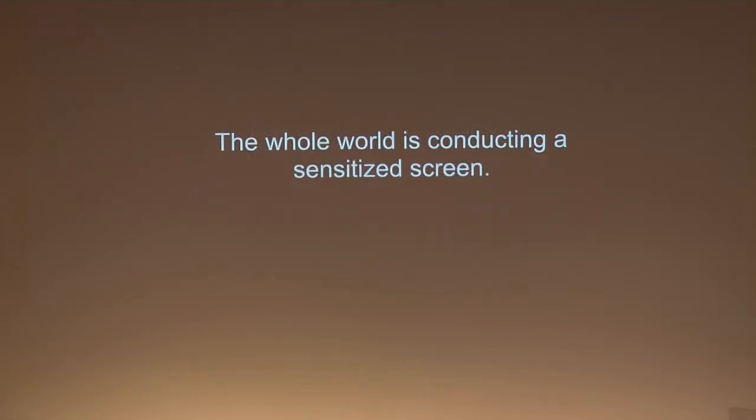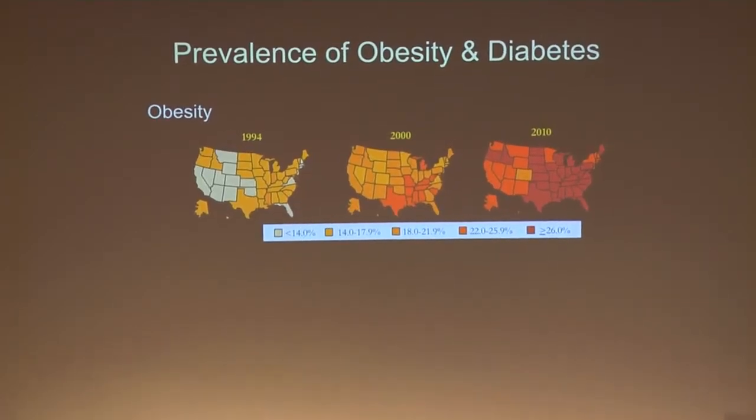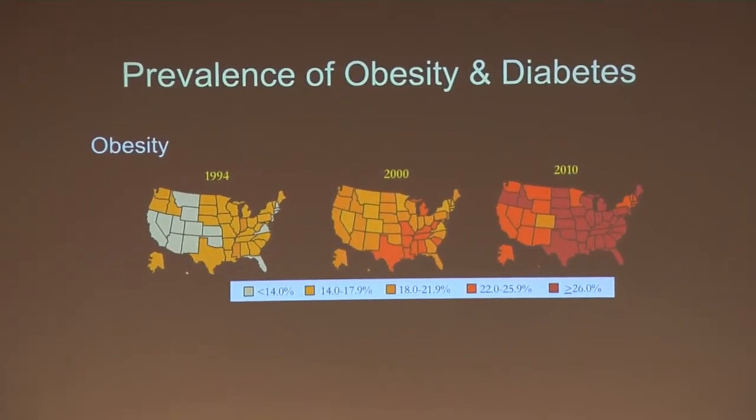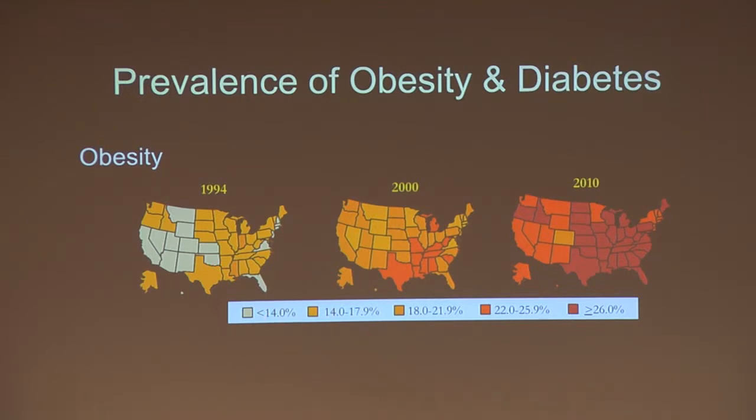Right now, the entire world is conducting a sensitized screen. And here's an example of how it's playing out in the United States. These are maps that you can get from the CDC, and they're very dramatic, and they show you just the last 20 years, but it stretches back further, and I'll show you that too, of the percent of the population with a body mass index above 30. To give you an example, I would have to gain about 55 pounds to get there. And now we're moving from 1994, where very few states were above 15% above 30, to the present time where now we have a lot of red states. Okay, so you get the message there.